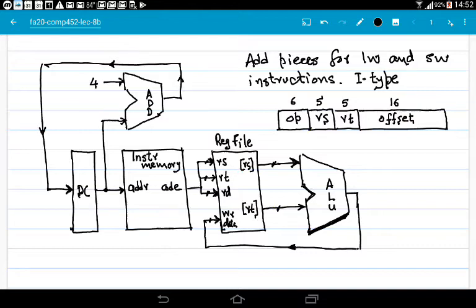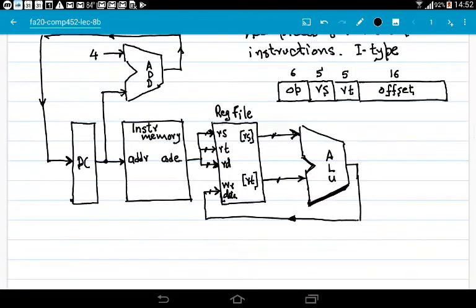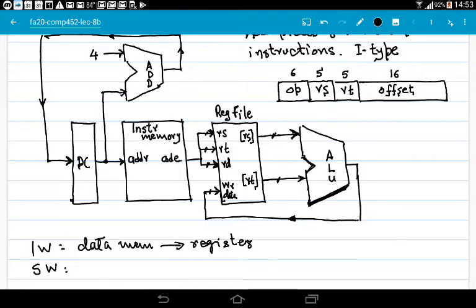Now let's quickly write some stuff here. What does load word do? Data memory to register transfer. That's the direction of data flow. Store word, what does it do? Register to data memory.